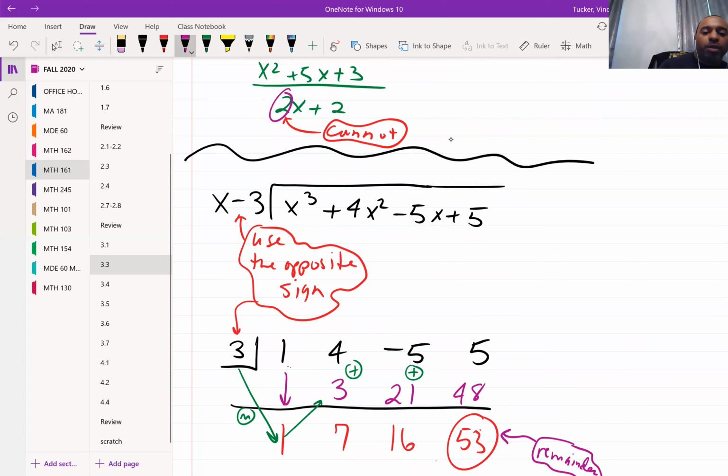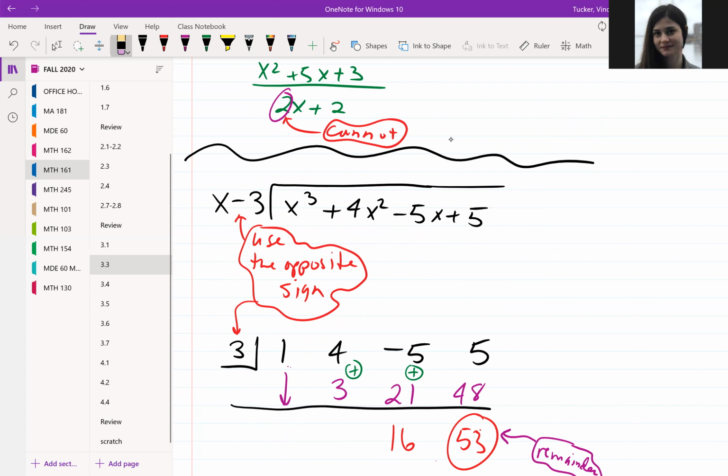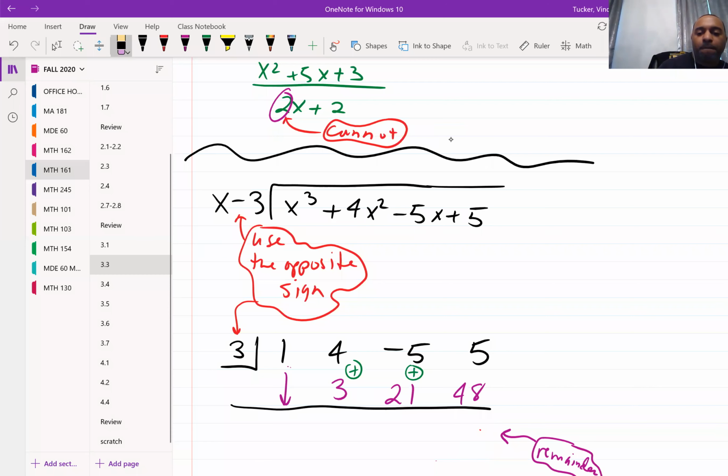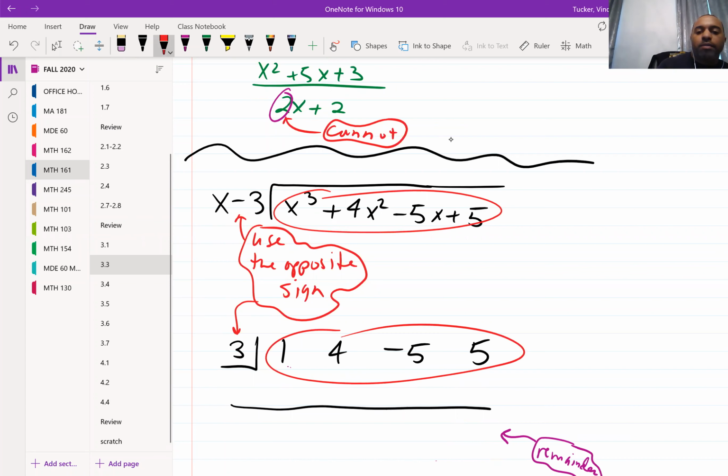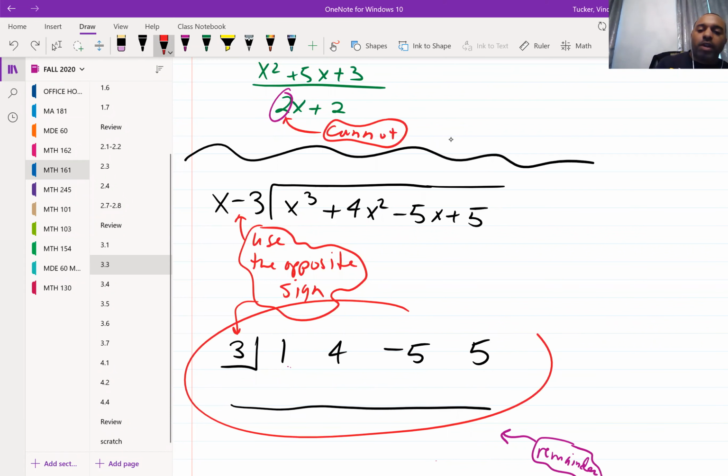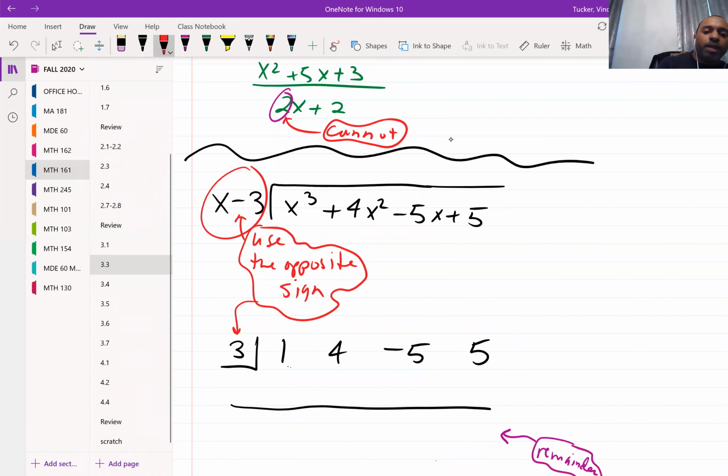All right, and we put that in this box right here. Let me erase this other stuff so we can walk through the process. So if it's plus, then we use minus, right? Yep. Okay. Thank you. Not a problem. And then also we use our coefficients here. That's what we're using right here. So that's where I got those numbers from: 1, 4, negative 5, and 5. So that's your initial setup. Right here is the initial setup of your synthetic division.